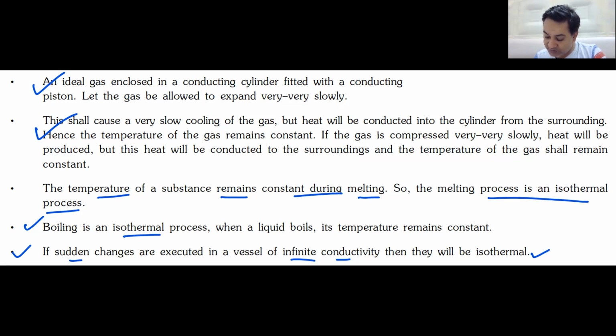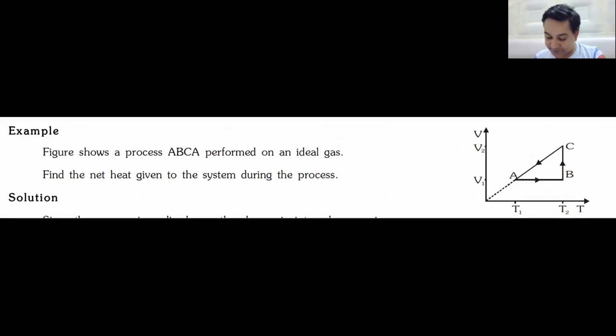So here is a question that comes, and let us see if you can do this. Figure shows a process A, B, C: A to B, B to C, C to A. It's a VT graph, remember. Find the net heat given to the system during the process. I'll give you time to do this. A minute. Just tell me. From A to B, work done is 0.